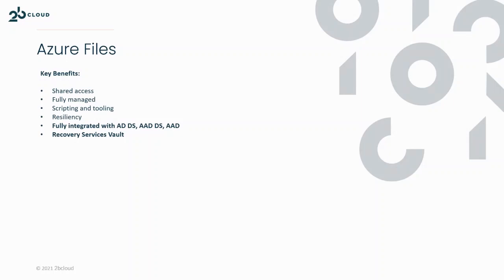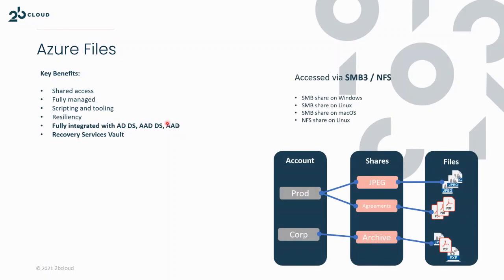And it's fully integrated with Azure Active Directory domain services, Azure Active Directory, and Active Directory domain services. So any type of identity provider is integrated heavily with this service. And the way you access these shares is through SMB3 or NFS. As I mentioned, it supports Windows, Linux, and macOS.